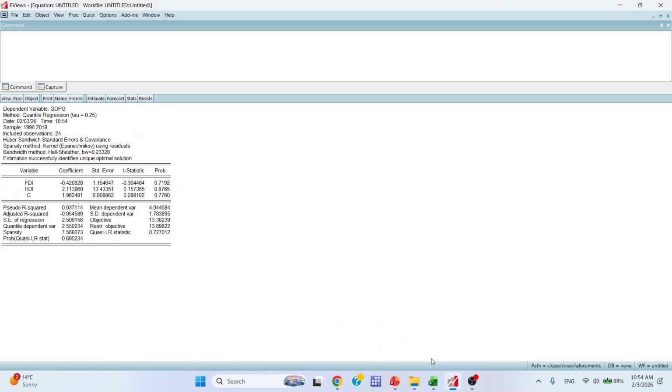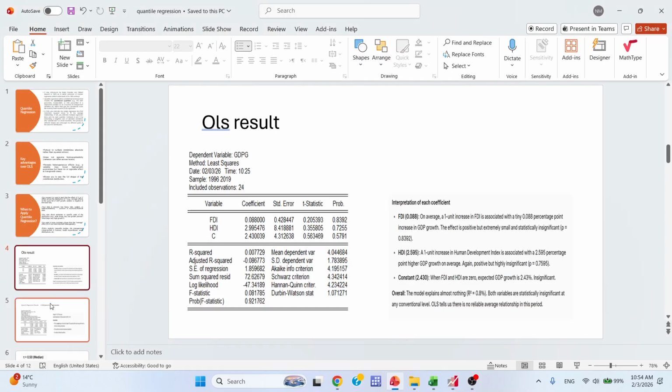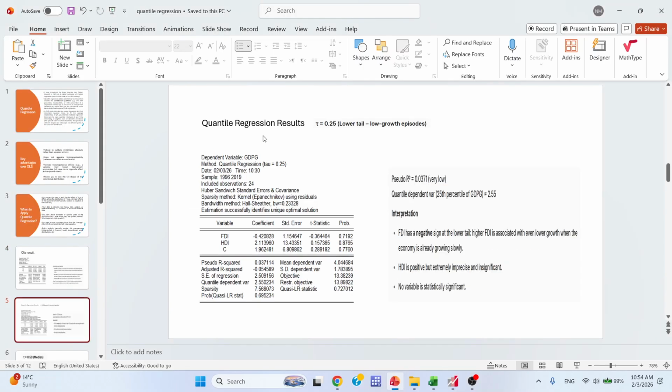As I have already copied all my results here, now go to here. This is the result of quantile regression at 0.25, or lower tails, or lower growth episodes. Again our dependent variable is GDPG, and the sample size is the same, 1996 to 2019, with 24 included observations. Now you can see that when we applied the lower tail, FDI has become negative.